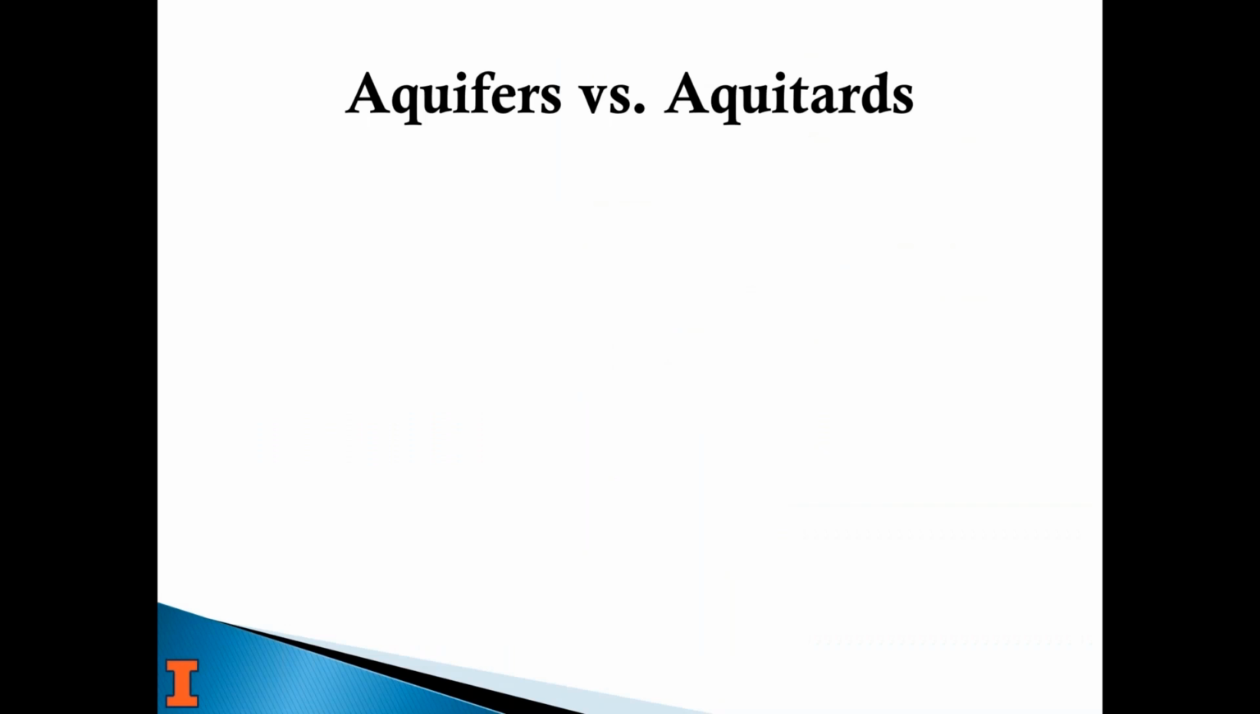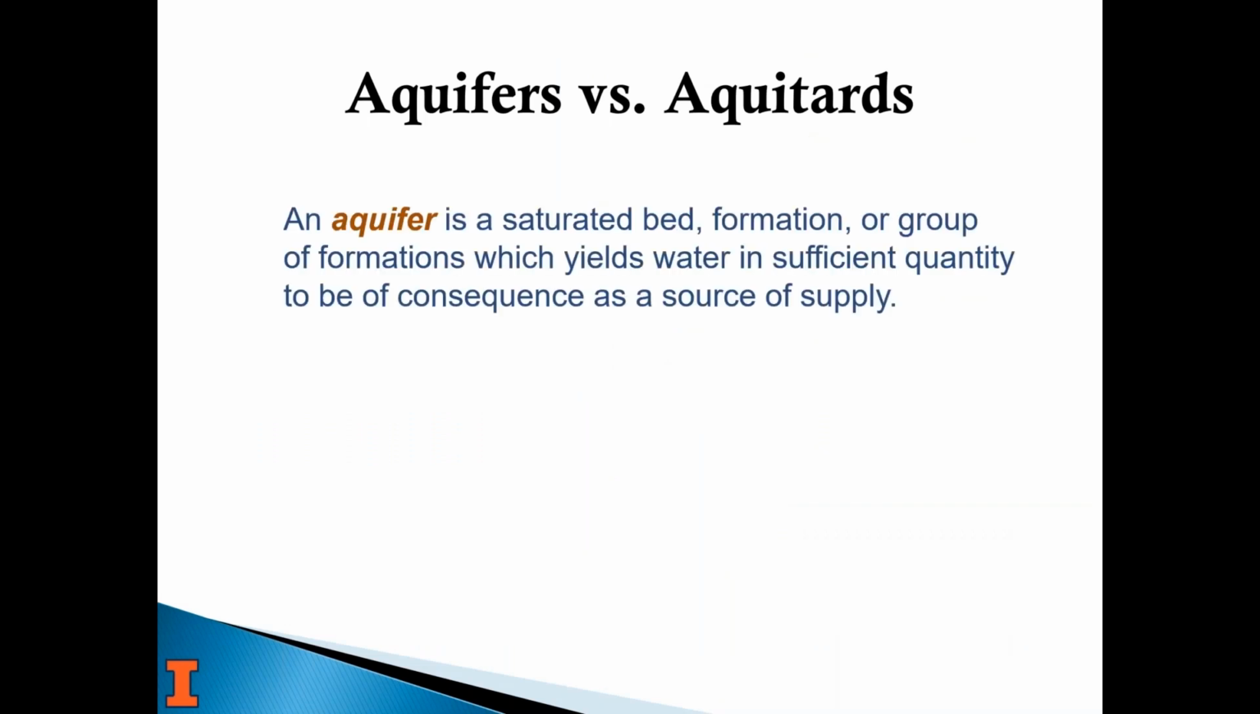So a little bit about aquifers and aquitards. An aquifer, and I'm going to give you the definition, and then I'll explain it a little better. An aquifer is a saturated geologic formation, group, or formations that yield water in a sufficient quantity to be a considerable source of supply.